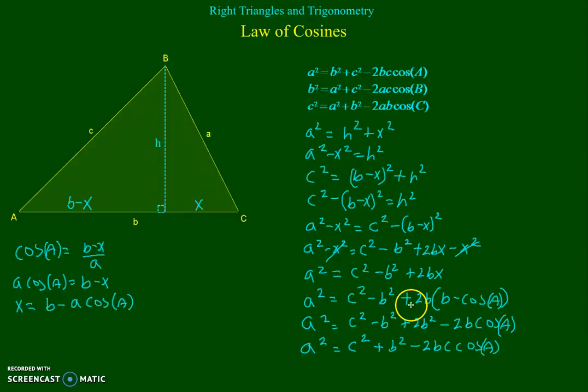We're going to multiply through by 2b, so 2b times b is 2b squared. 2b times negative cos a is minus 2b cos a. And negative b squared plus 2b squared is just b squared. So we have a squared equals c squared plus b squared minus 2bc cos a, which is this piece up here. And the other pieces are solved similarly. So I know that was a little complicated, but let's go ahead and use these theorems in some practical problems.